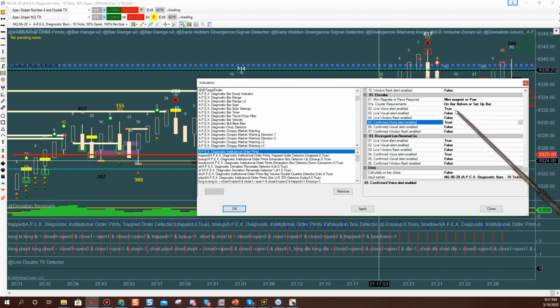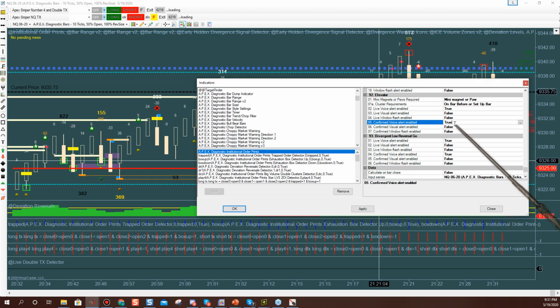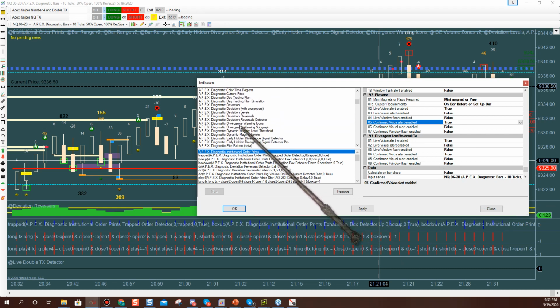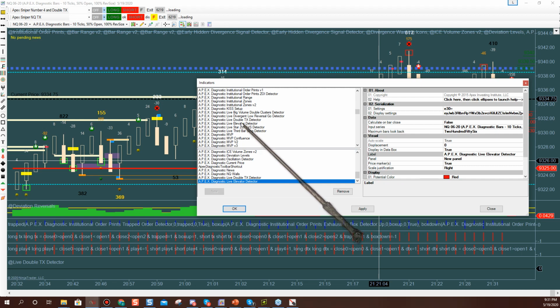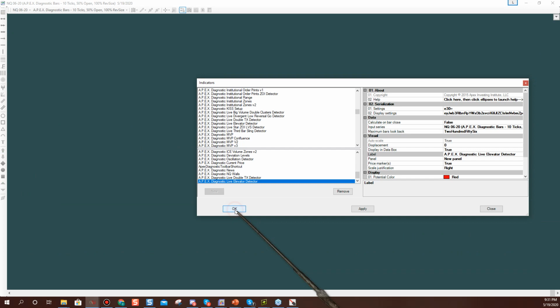The live voice alert is like the heads up alert, and then the confirmed alert is once it actually closes. So it'll give you another alert when it's actually happened. So one is like a potential and one is a confirmed. Okay? Then I can scroll down here to Apex Diagnostic Live. And again, you have to update your toolkit to be able to see this. Elevator detector. Add it on. And click OK.